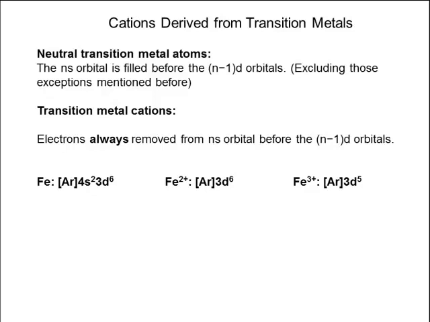So if I form iron 2 plus, I lose those 4s2 electrons. If I go to iron 3 plus, that's when I lose one of those 3d electrons and end up with argon 3d5. If I go to manganese, that's argon 4s2 3d5. If I go to manganese 2 plus, it's argon 3d5. If I go to manganese 7 plus, that's just argon. I've lost both the 4s and the 3d electrons. And manganese 7 plus is a stable ion of manganese.